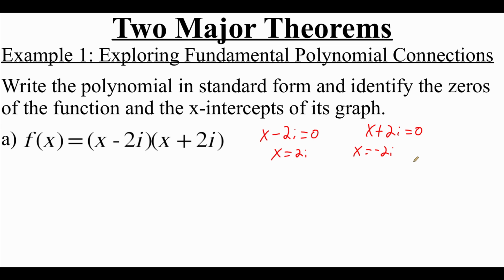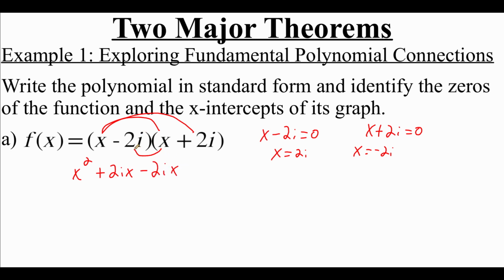Now what we're going to do is work on taking this factored out version of the polynomial and writing it in standard form. As I'm looking at this, we're basically multiplying two binomials together. So I'm going to just start foiling this out. I'm going to take the x times the x to get x squared. I'm going to take the x times the positive 2i to get plus 2ix. Then I'm going to take my negative 2i times x to get minus 2ix.